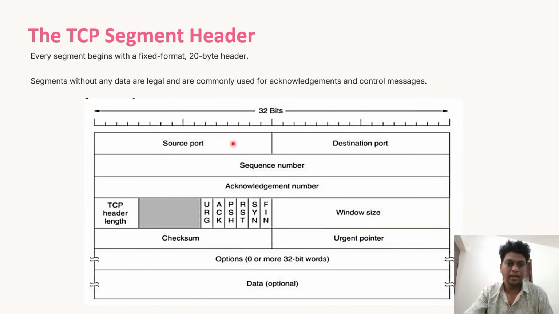TCP segment header: it involves the source port and destination port, which collectively have 32 bits. Then it has the sequence number and acknowledgement number. It has separate control flags with a window size that is 16 bits. Then it includes an error detection mechanism as a checksum. Then the urgent pointer is included.